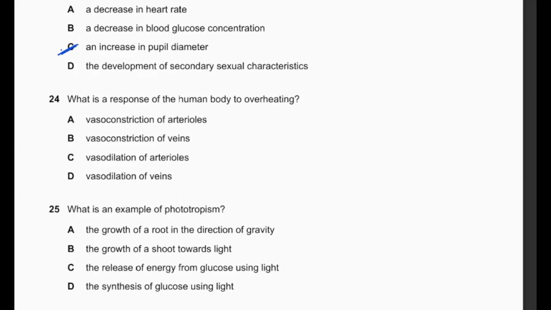Now, when our body is overheating, constriction of arterioles cannot be the answer. That means narrowing. It can't narrow the arteriole or the vein, no. When your body is under heat, basically a high temperature, the body heat should be lost, right? And for that, if you constrict, meaning narrow, it is difficult. It cannot escape the heat out.